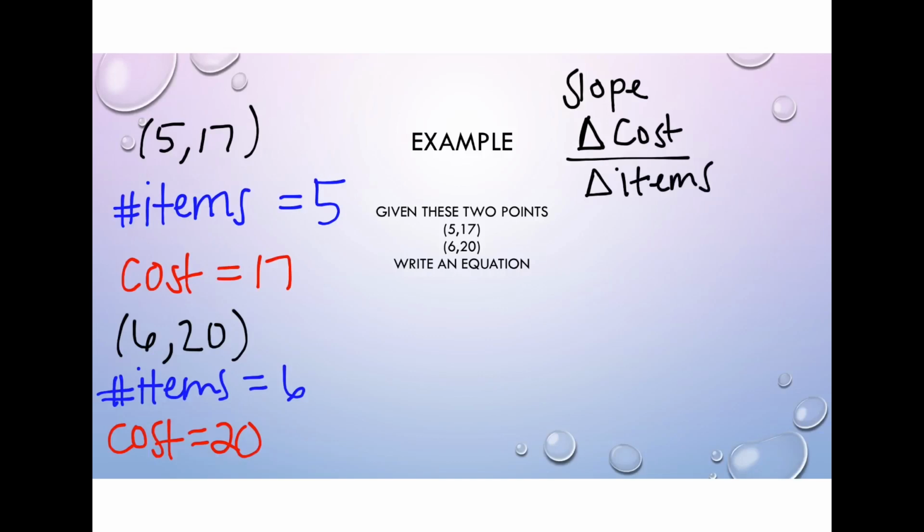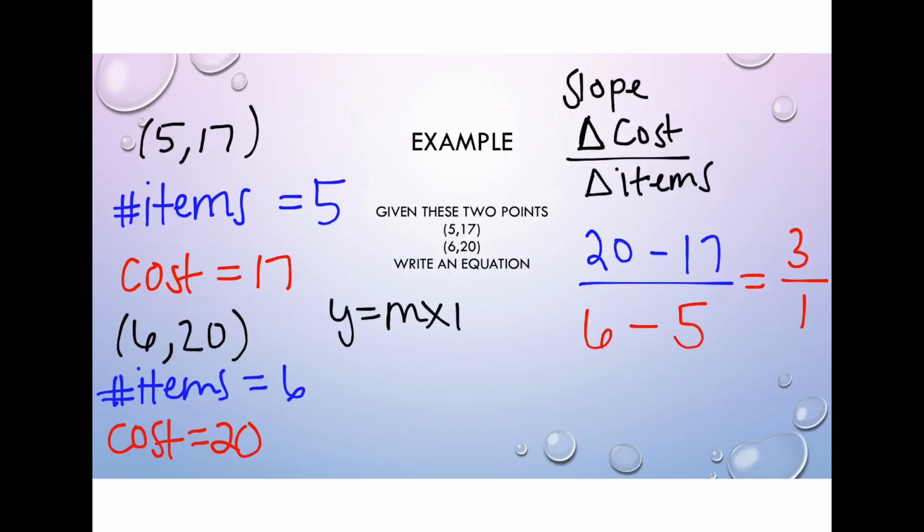So then we can say that the change in cost is 20 minus 17 over the change in items. We started with this one, so we're going to again start with this one. So 6 minus 5. We saw that that would be 3 over 1. So our slope would be 3. We remember that our equation was y equals mx plus b. So 3 is our m, plus b.